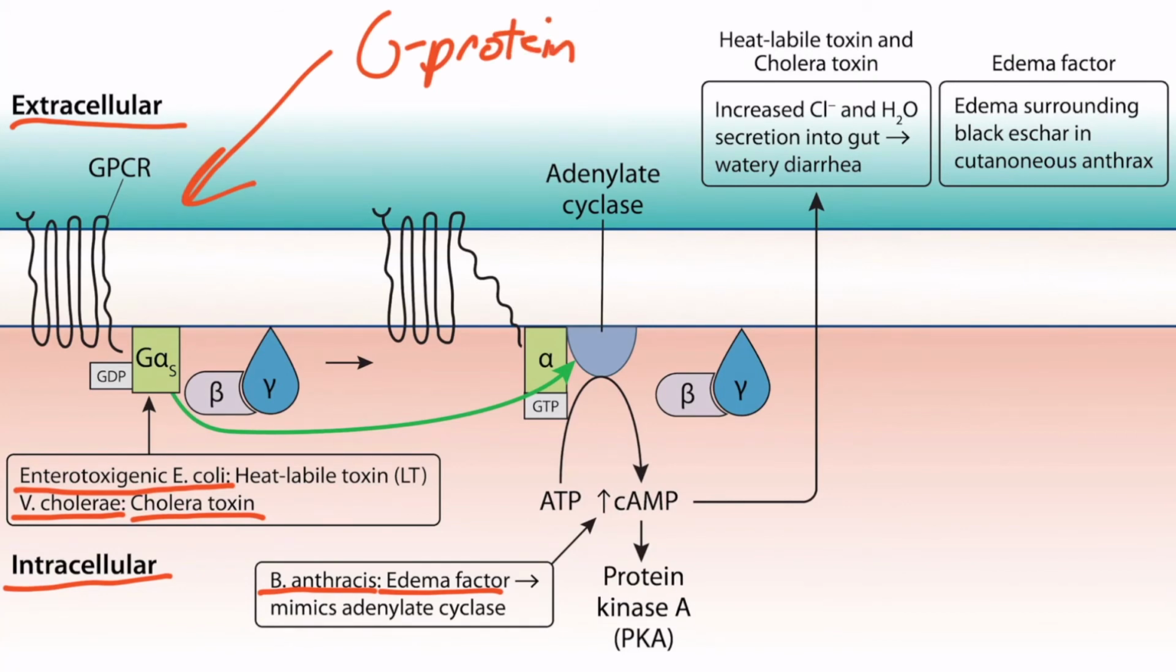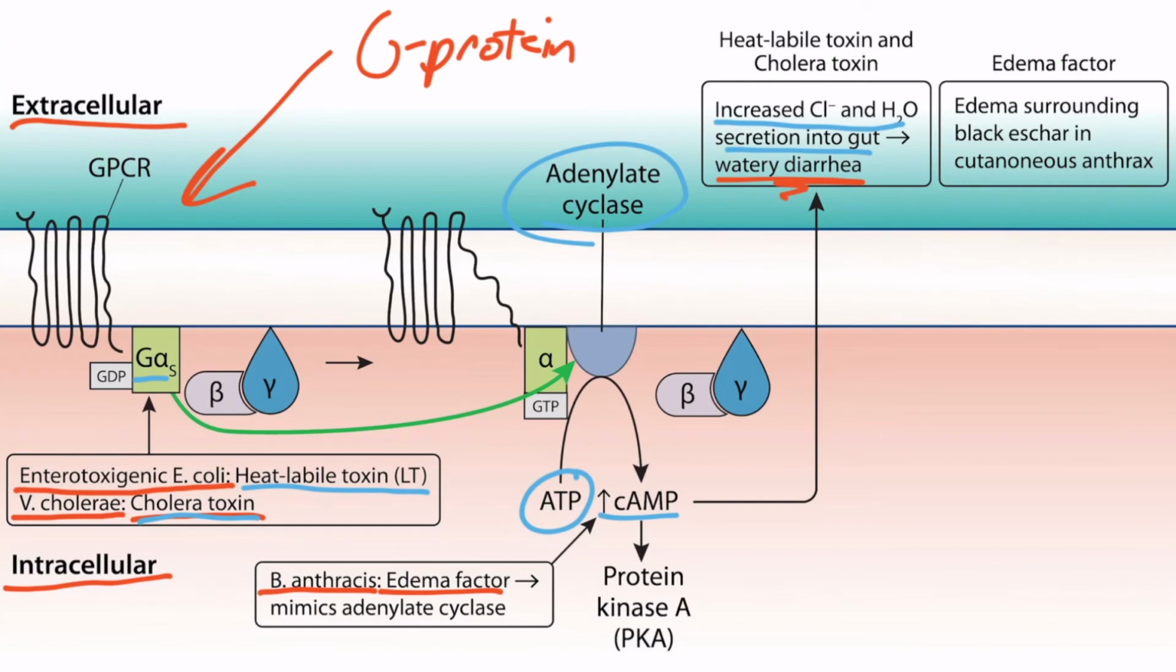Well, the heat-labile toxin and the cholera toxin will stimulate this G-alpha S subunit of the G protein complex. Once activated, this G-alpha S subunit will go and activate adenylate cyclase. Adenylate cyclase will convert ATP to cyclic AMP. The net effect of high cyclic AMP is to increase chloride in water in the lumen of the GI tract, as we've written up here. This ultimately results in watery diarrhea.